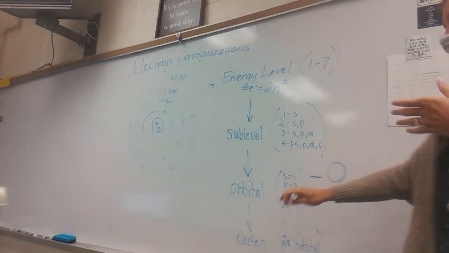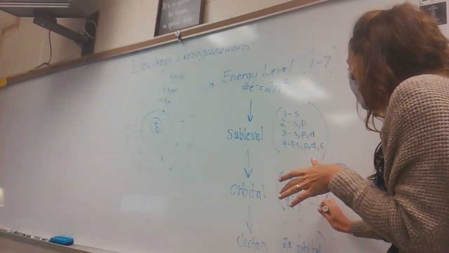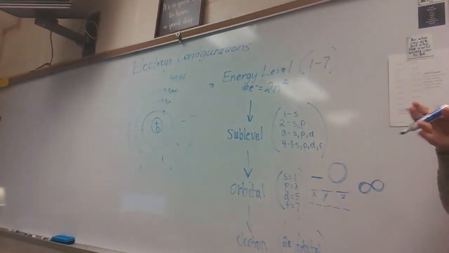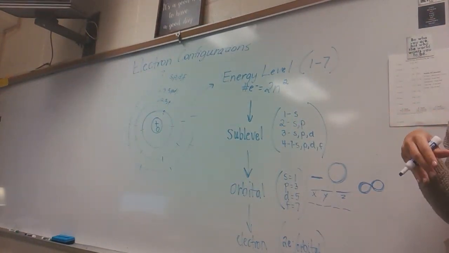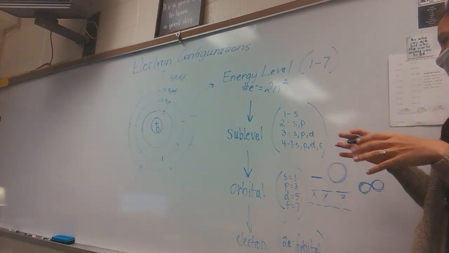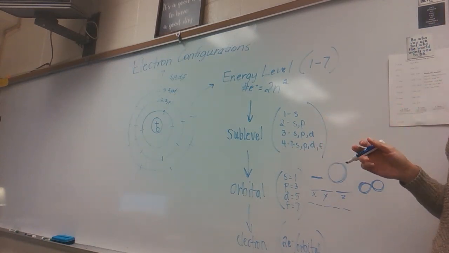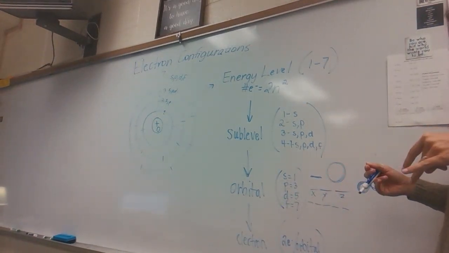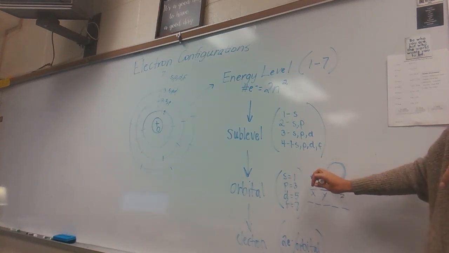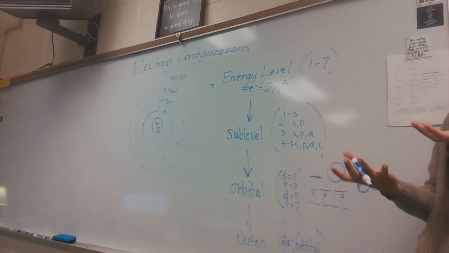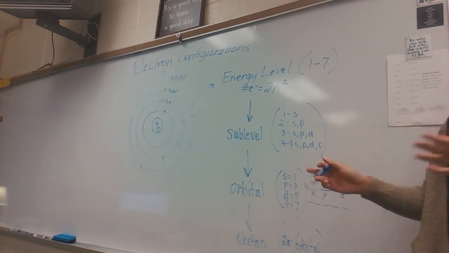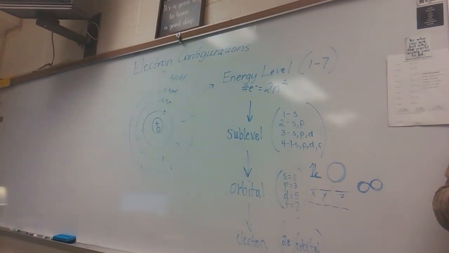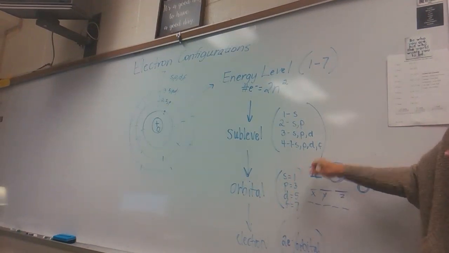The D is too complicated to draw, but it has 5 orientations in a space. They're like XY, XZ, YZ, things that I don't really know, but there are 5 of them. And then F is 7 of them that I couldn't even begin to describe. And each of these lines represents a home that will hold 2 electrons as long as they're spinning in opposite directions. Clockwise, counterclockwise.